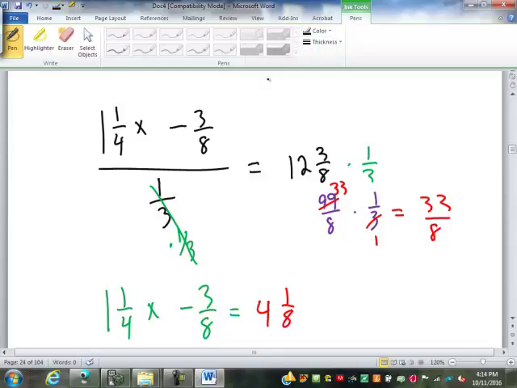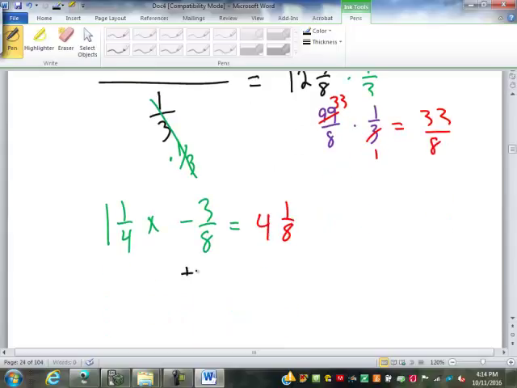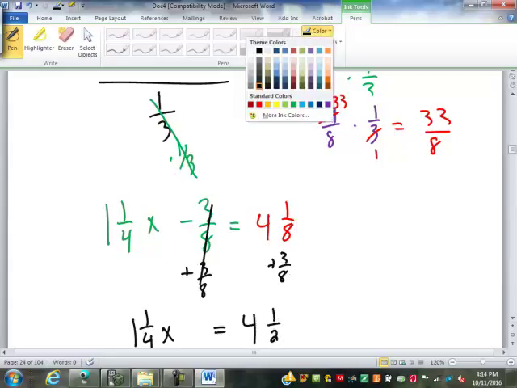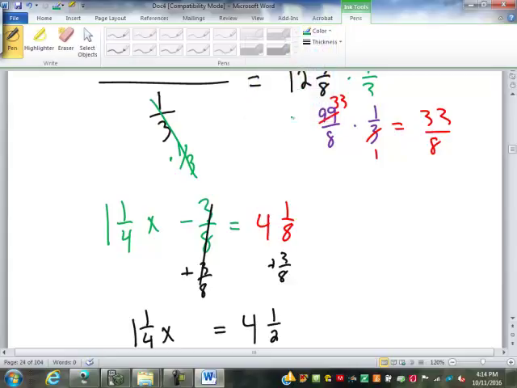Now what? We're going to add 3/8. Get rid of the 3/8. We got 1 1/4 x here. 4 1/8 plus 3/8. 1/8 plus 3/8 is 4/8, or 1/2. So it's 4.5. Then what?